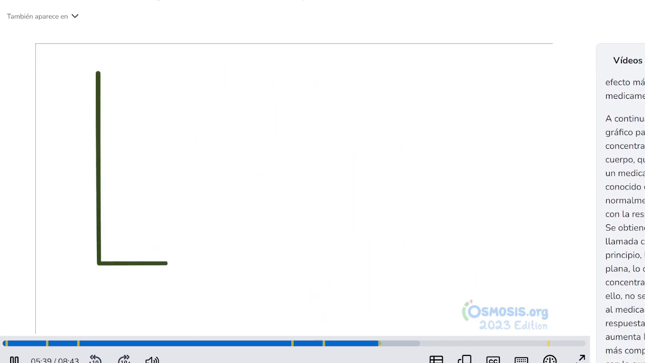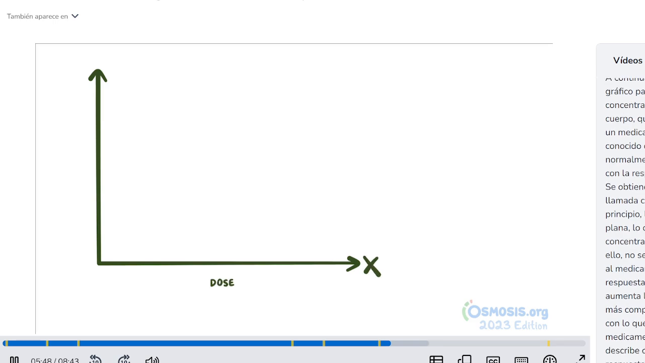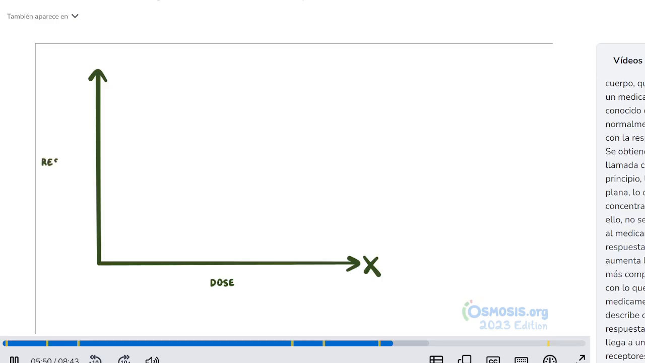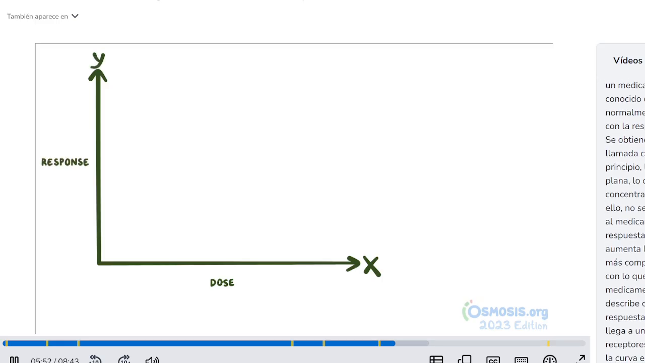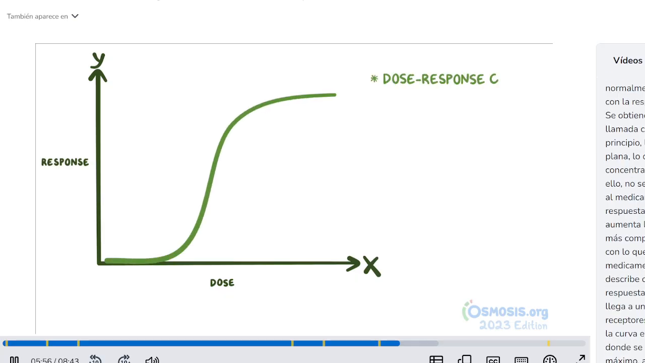Alright, so now let's plot all this into a nice graph to show the relationship between the amount of a medication given, also known as the dose, on the x-axis, usually on a logarithmic scale, with the response produced on the y-axis. What we get is an S-shaped curve, called the dose-response curve.